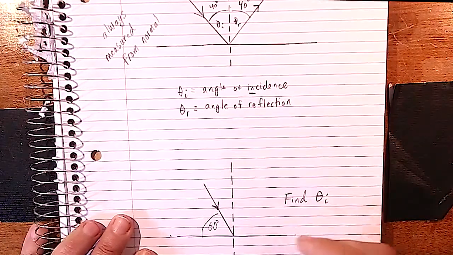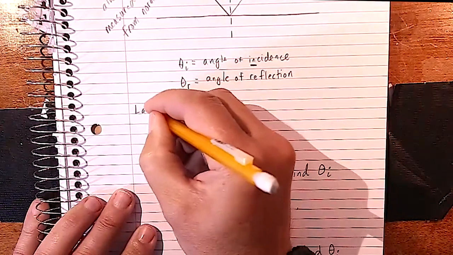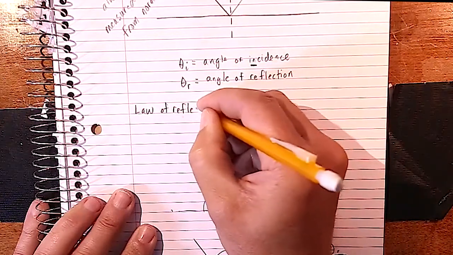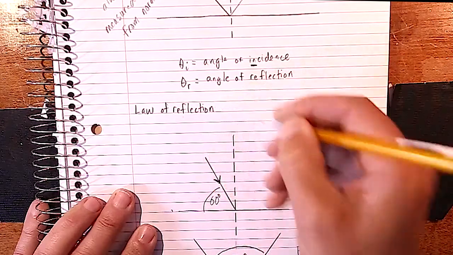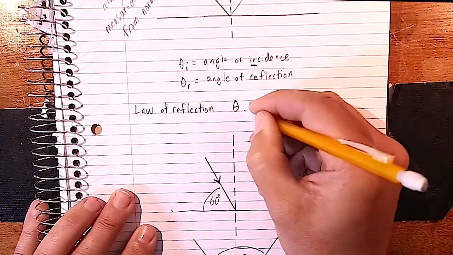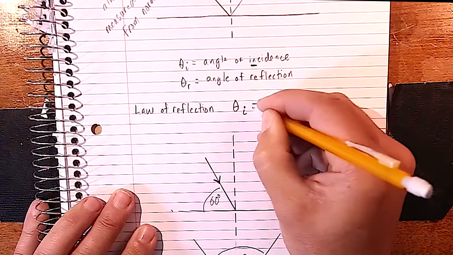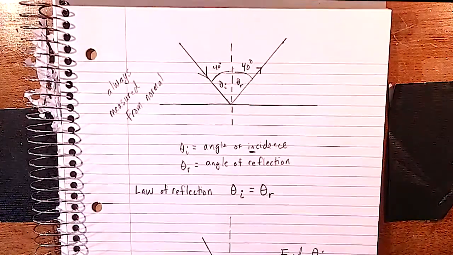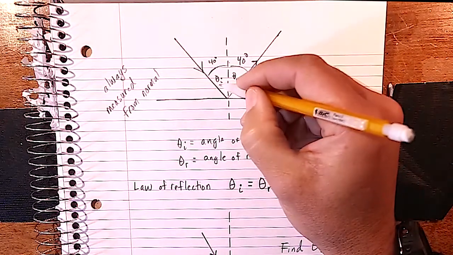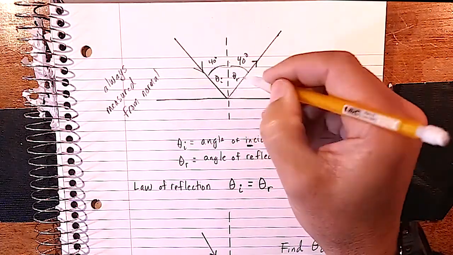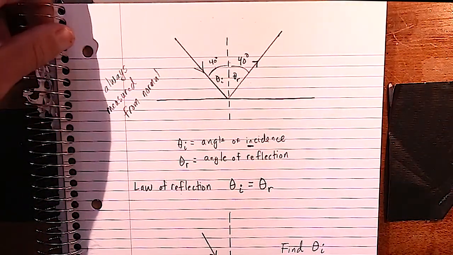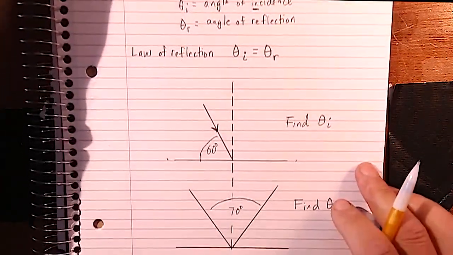So there's a law here, and the law is called the law of reflection. And this is probably the easiest formula on the reference table. The law of reflection simply says that the angle of incidence is equal to the angle of reflection. So if you know theta I, and that theta I is 40 degrees, theta r has to be equal to that. It's 40 degrees. So whatever angle it comes in at, that's equal to the angle that it goes out at.